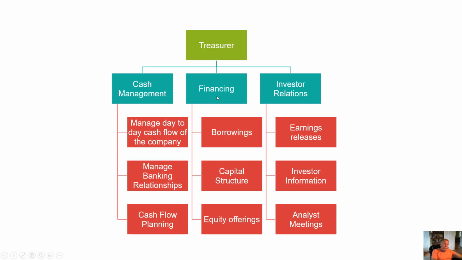The next function that I did want to take a minute on is the treasurer. Cash management manages the day-to-day cash flow of the company, manages the banking relations, cash flow planning. Again, management accounting is involved in all of this. So there are a lot of different roles in the finance area that work on taking information, historical financial accounting information, product information, market information, putting it together to help management make decisions.